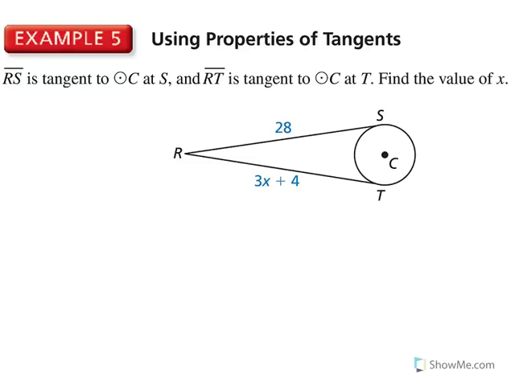Then for our last example, we're going to use the other theorem that we had. The other theorem told us that if we have an external point that connects to two points of tangency on our circle, both of those segments are going to be equal to each other. So if we know that RS is tangent to circle C at S and RT is tangent to circle C at T, it wants us to find the value of X. Well, like I said, that theorem tells us that both of these are going to be the same length. If they're the same length, then I can set them equal.